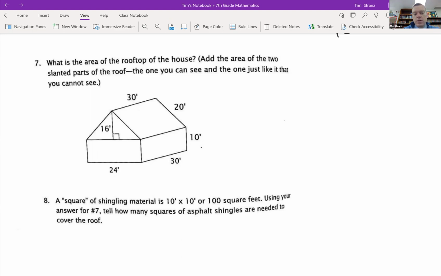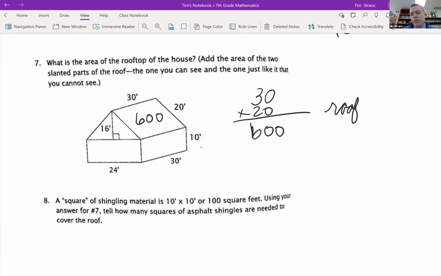Okay, so 30 times 20 is going to be 600, right? So you know that this side has to be 600, and then the other side is going to have to be 600. So the whole roof is 1,200 feet squared.